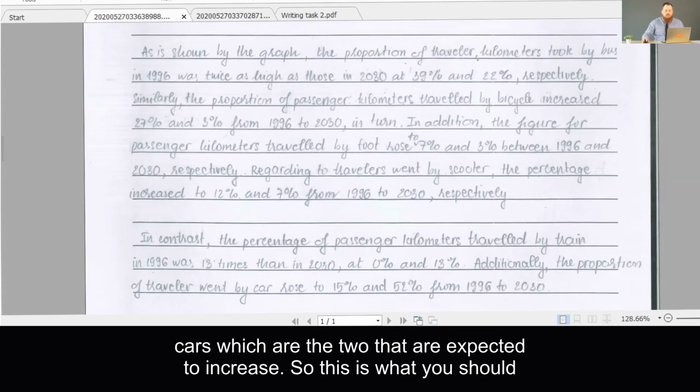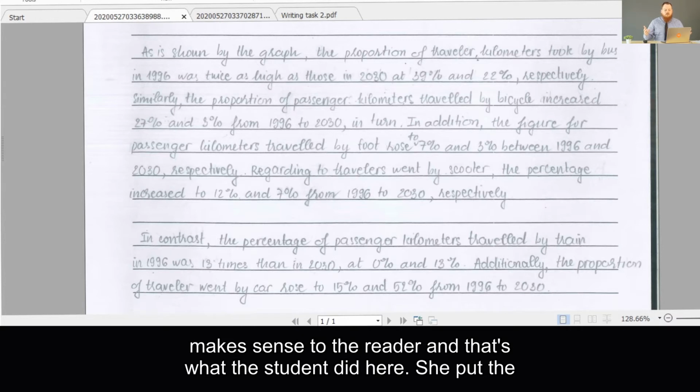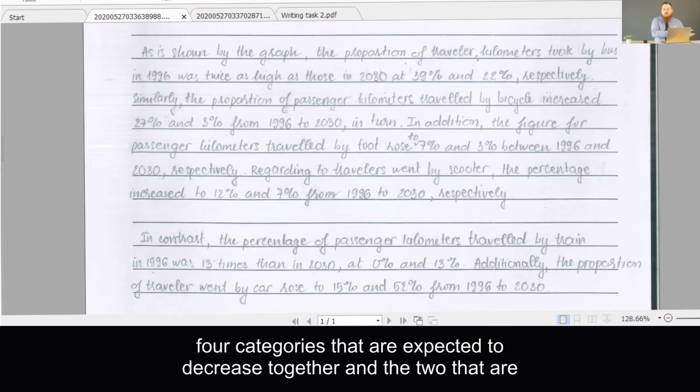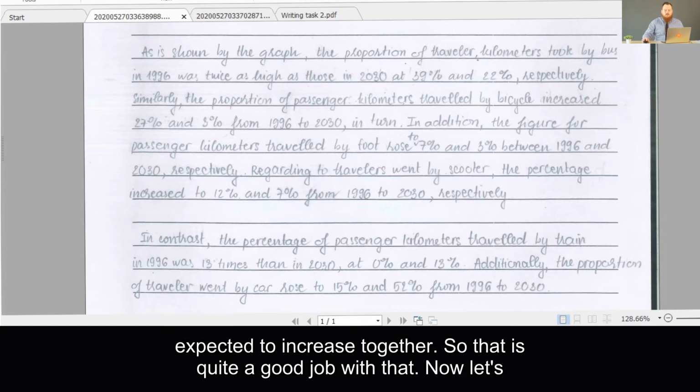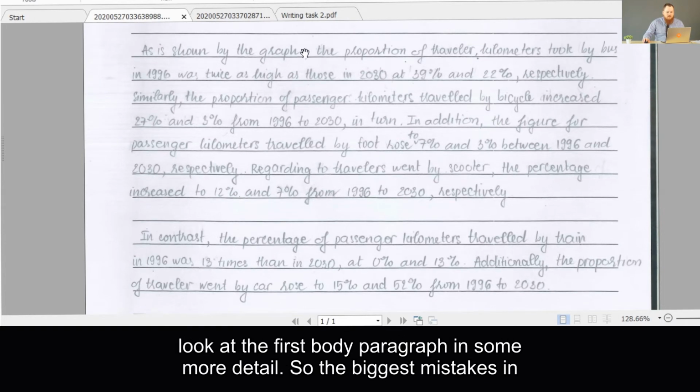So this is what you should be trying to do in all of your task 1s, is divide the information in a way that makes sense to the reader. And that's what the student did here. She put the 4 categories that are expected to decrease together and the 2 that are expected to increase together. So that is quite a good job with that. Now let's look at the first body paragraph in some more detail.